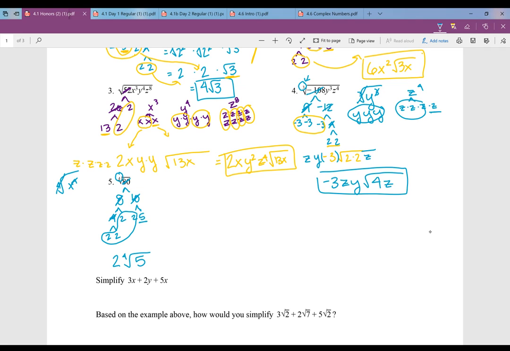Oh, and on number 4, that should be a cubed root. So whatever root it is, it needs to stay the same. So for 5, we'll get 2 times the fourth root of 5.